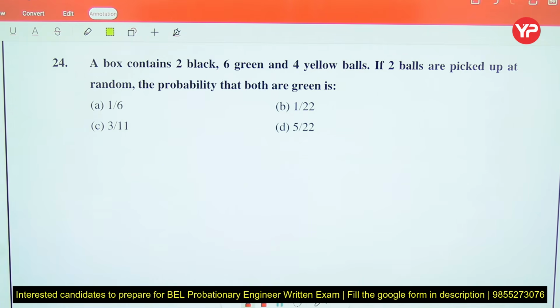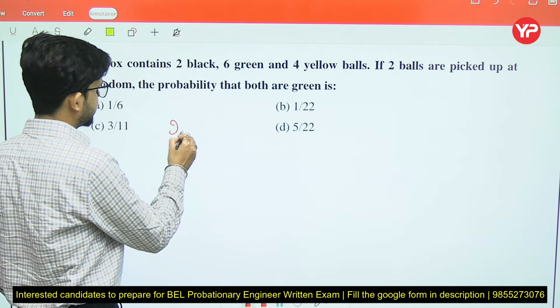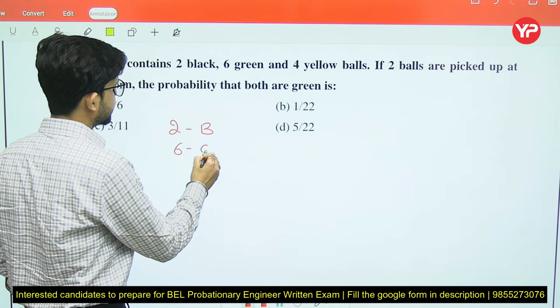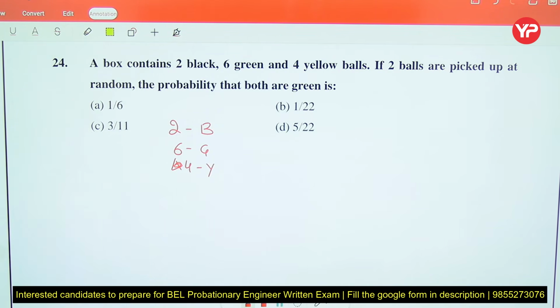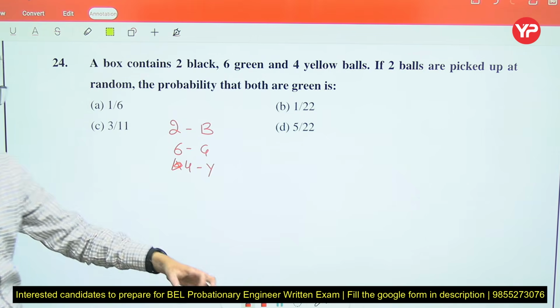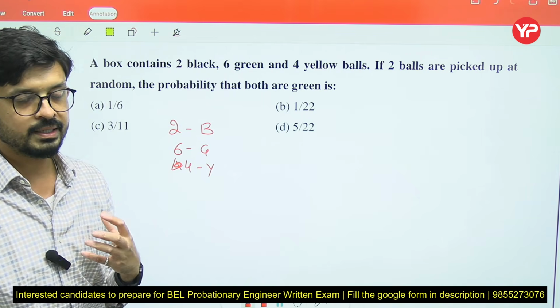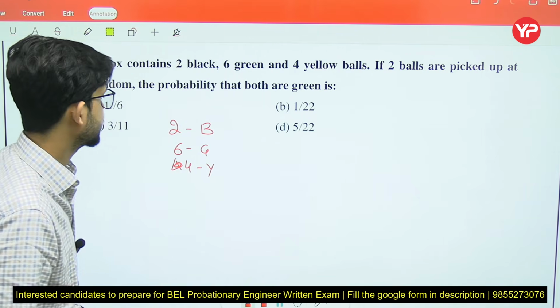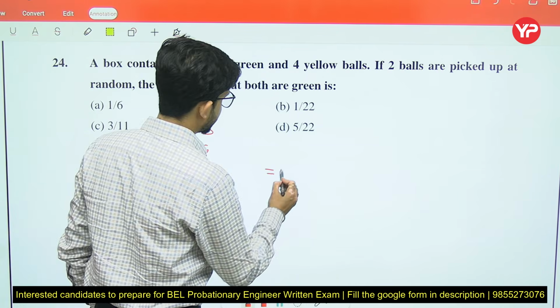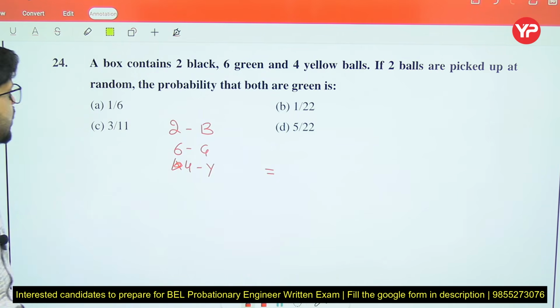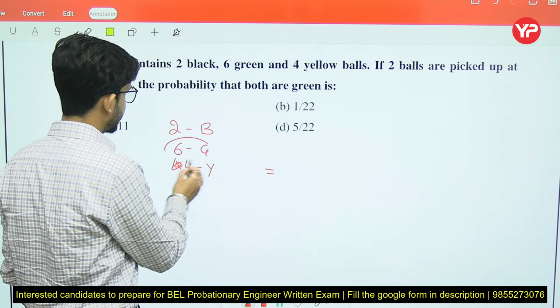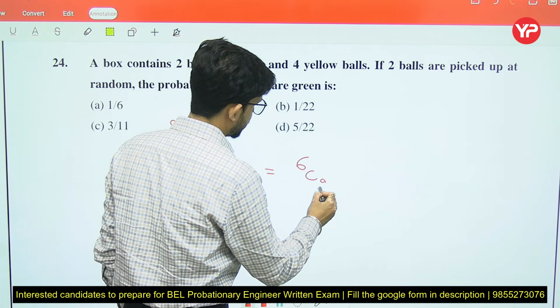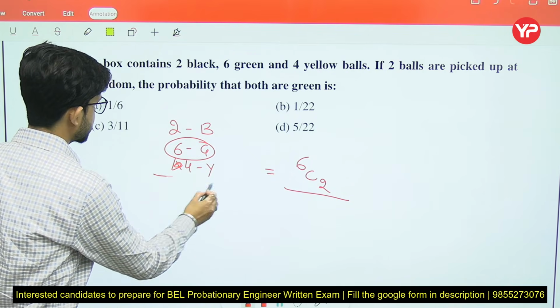This is a probability question. The question is basically that a box contains 2 black, 6 green, 4 yellow balls. 2 balls are picked up at random. So here we have to apply permutation and combination. So we have to just pick how many balls? 2. Out of how many green balls we have? We have to pick green from the green balls. So 6C2, and we have total balls 12C2.